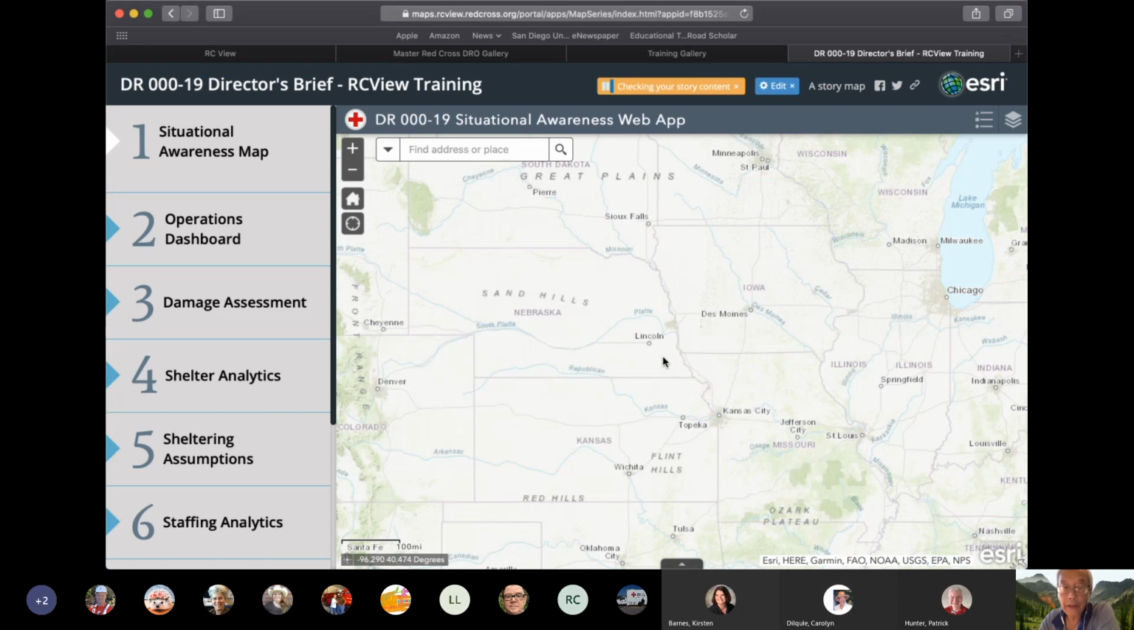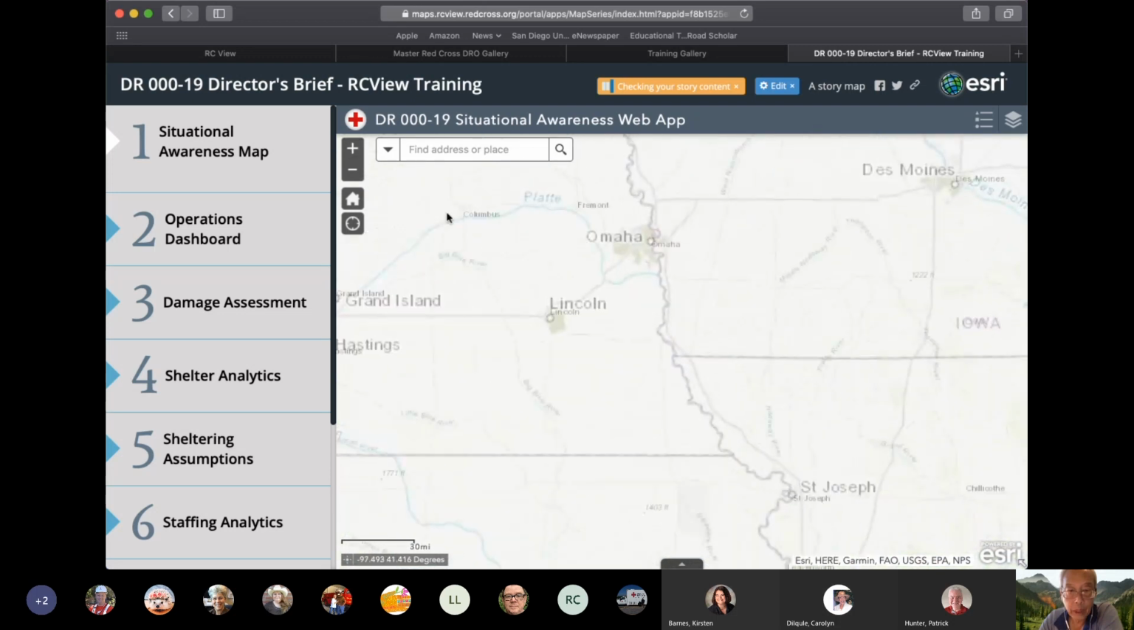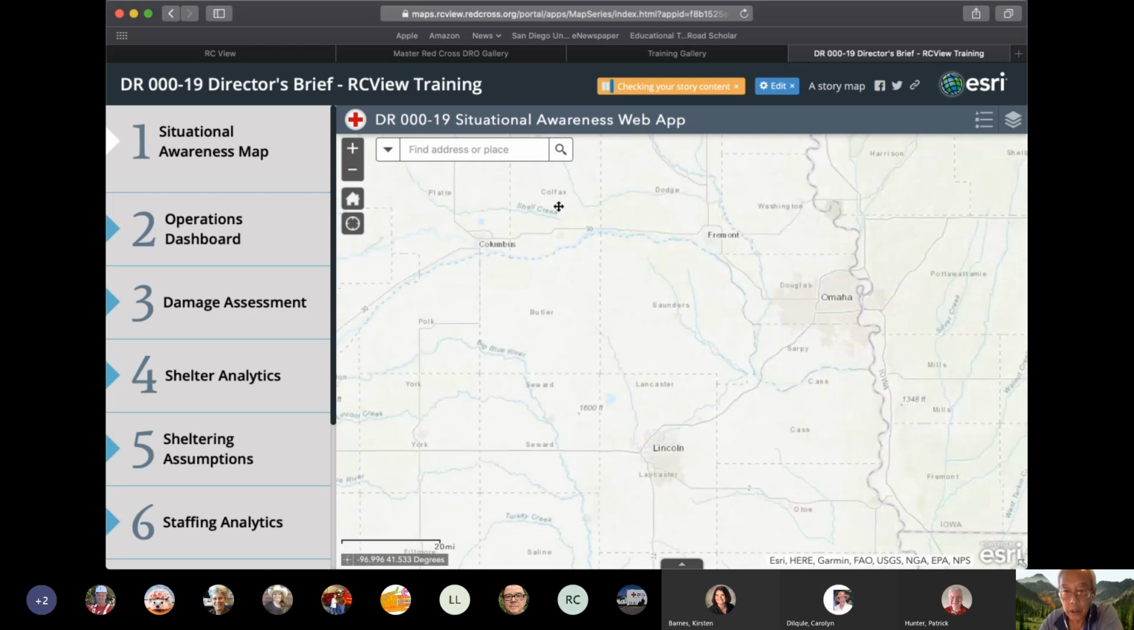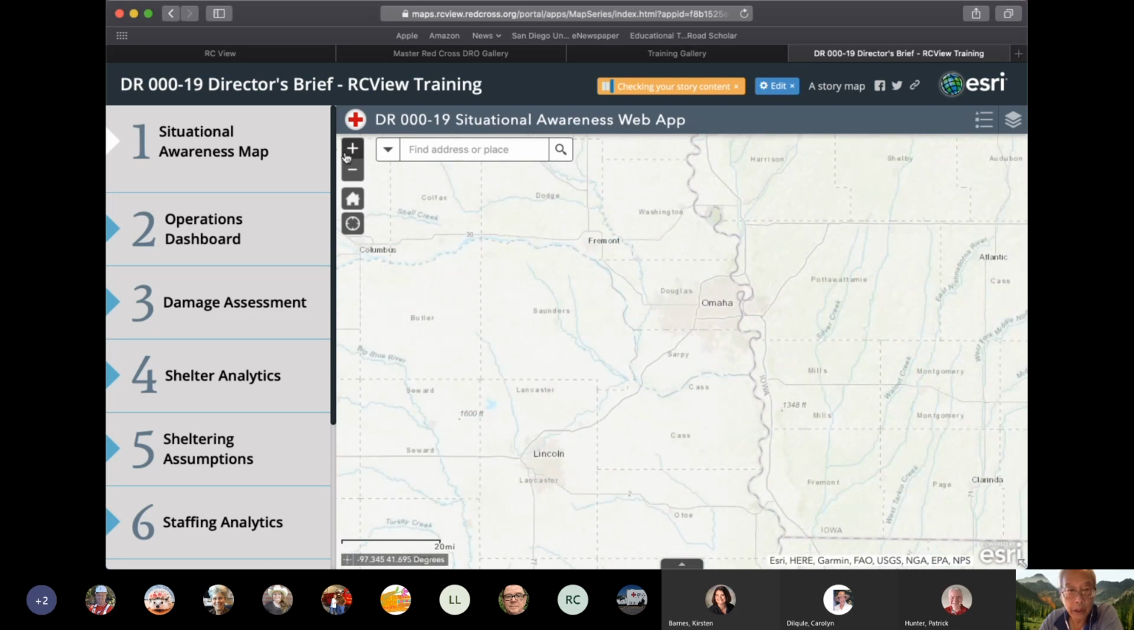You have to zoom in a lot closer to make any sense of it, because at this level, it's all clear. There's really nothing to show. You have to zoom in. And as I zoom in, watch what happens. I'm zooming into Omaha.